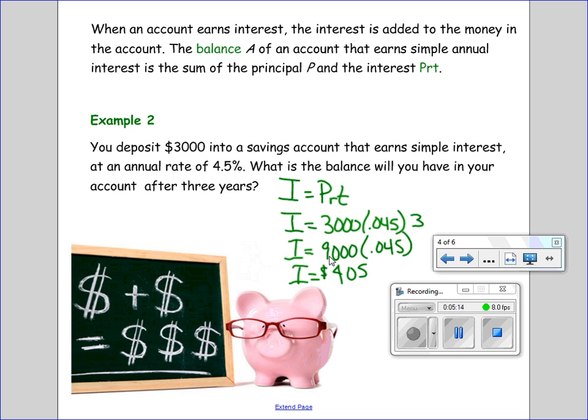But the question that is being asked is, what is the balance you will have in your account after 3 years? So you're going to take your $3,000, add the interest that it accrued, and your balance, or the A in your account, is $3,405.